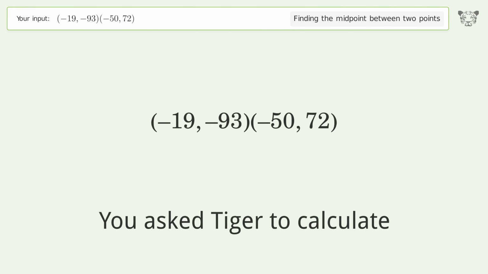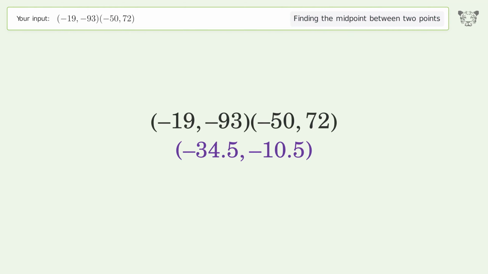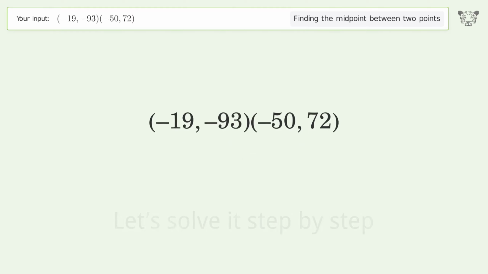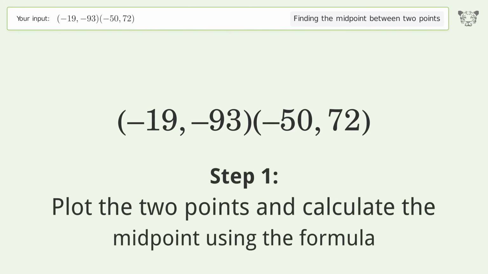You ask Tiger to calculate. This deals with finding the midpoint between 2 points. The midpoint between the 2 points is -34.5, -10.5. Let's solve it step by step. Plot the 2 points and calculate the midpoint using the formula.